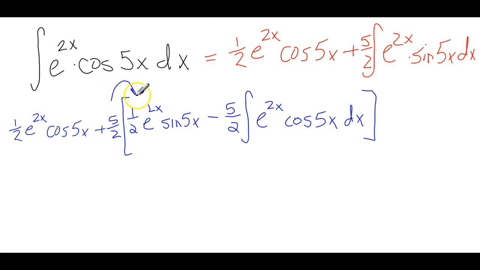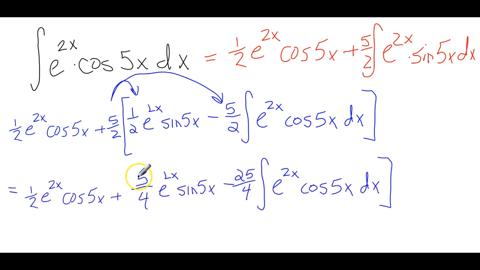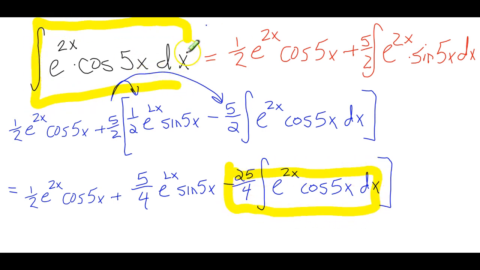Alright, so I'm going to distribute this 5/2 through, and then that will allow me to move this thing around to join the original. So on the next line, 5 times 1 is 5, 2 times 2 is 4, so 5/4. 5 times 5 is 25, 2 times 2 is 4. Alright, so there's the new thing. And now the last thing I'm going to do is just algebra. I'm going to add all of this to this because they have the same integral. And again, these things are equal.